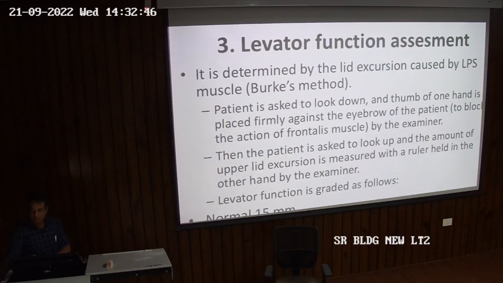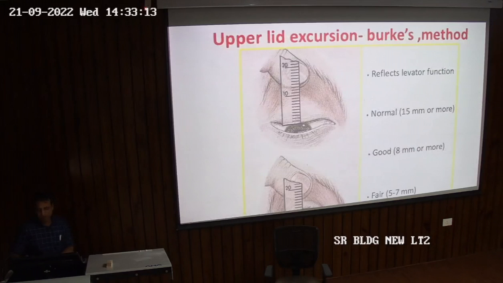Means first ask the patient to look down, then we will ask him to look up by putting your thumb on the eyebrow to block the action of the frontalis muscle. So however much he raises the lid, that will be the actual capacity of the levator muscle. So normal is 15 millimeter or more, good is 8 millimeter or more, fair is 5 to 7 millimeter, and poor is when it is less than 5 millimeter.